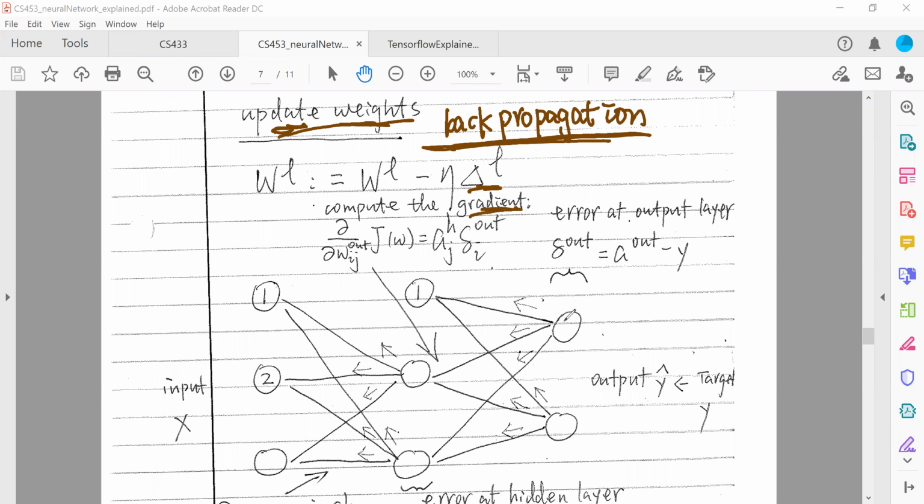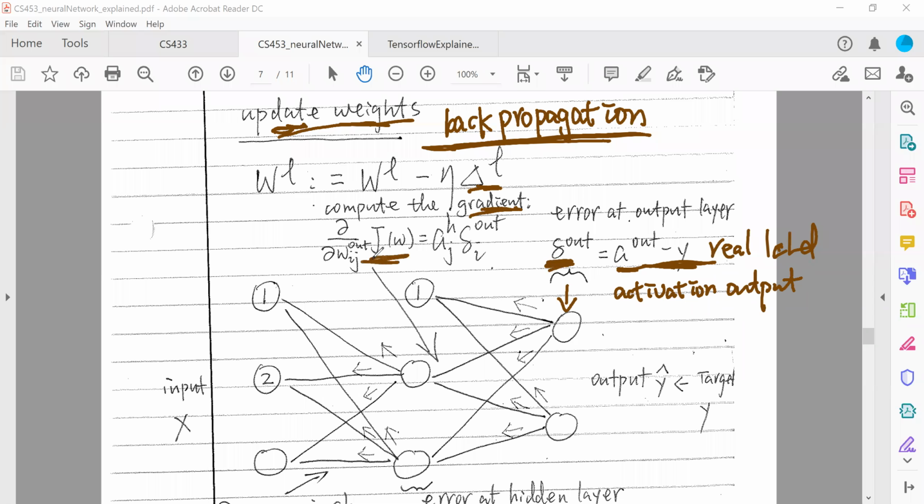This diagram shows the output layer. At the output layer, we care about the error. The output layer's error is the output layer's activation output minus the real label. If the difference is 0, that means you predicted correctly. So this is the error from the output layer.